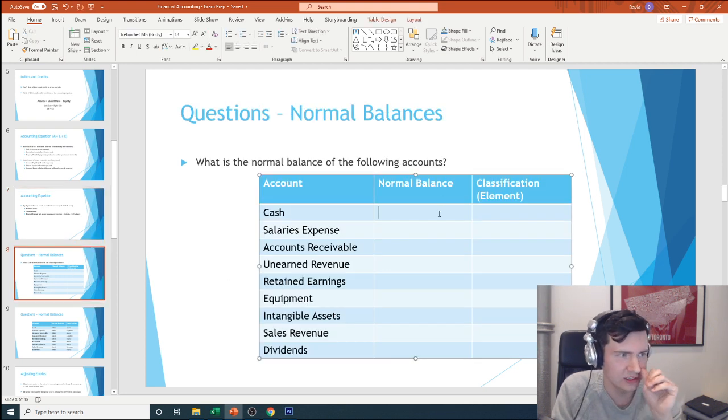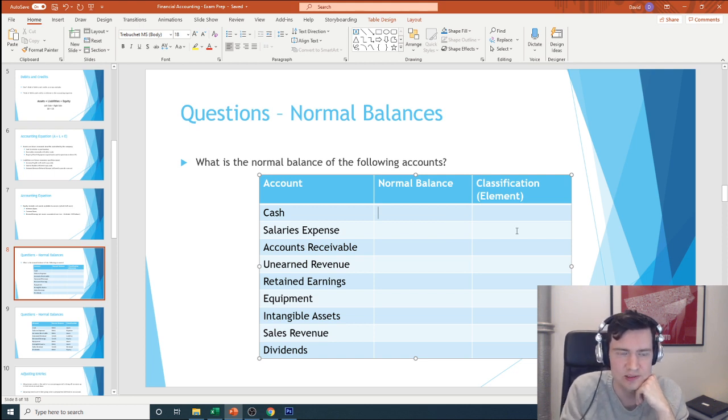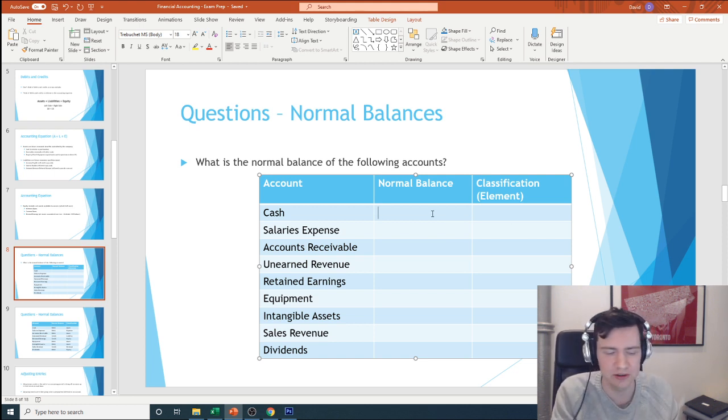So yeah, let's get comfortable with normal balances. I want to see where everyone is at. So shout out the answers if you know these. Let's just do them quickly. Normal balance of cash. Throw it in chat.